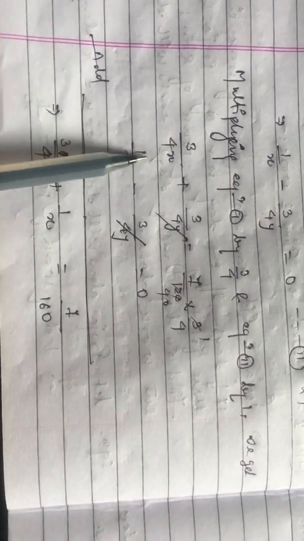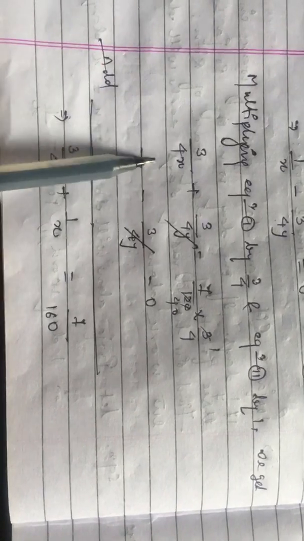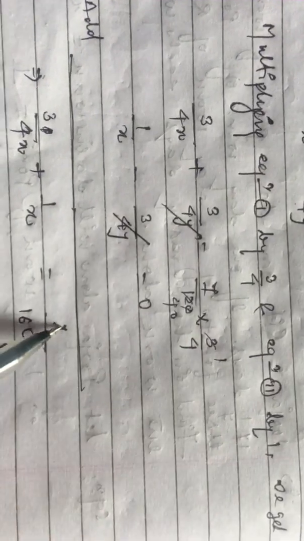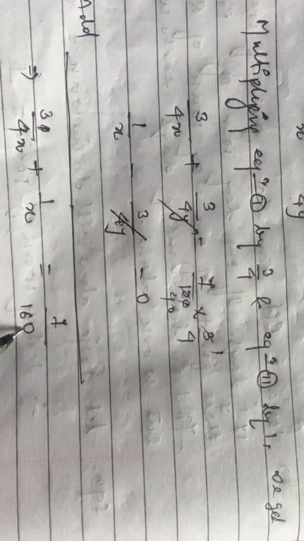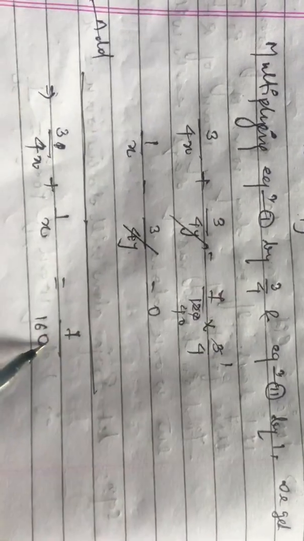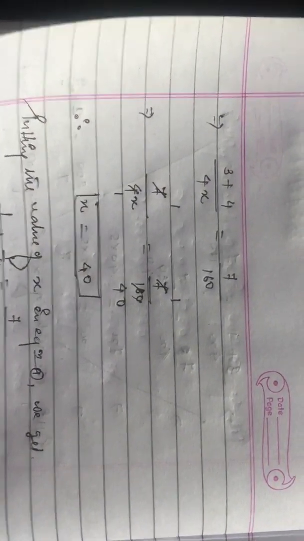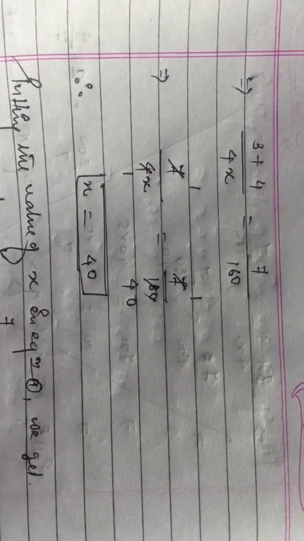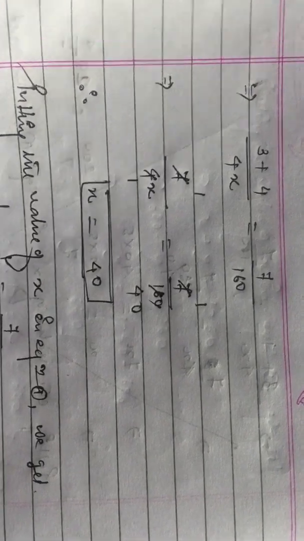3 by 4x plus 1 by x, it is cancelled. Now you can see here 3 ones are 3, 3 fours are 12, and 1 by 0. So 7 ones are 7 and 4 into 40 are 160. This term added to 0 will give the same. Now take the LCM on the LHS. The LCM will be 4x, because the denominators are 4x and x. So 4x divided by 4x is 1, into 3, that is 3, and 4x divided by x, x cancels, 4 ones are 4.